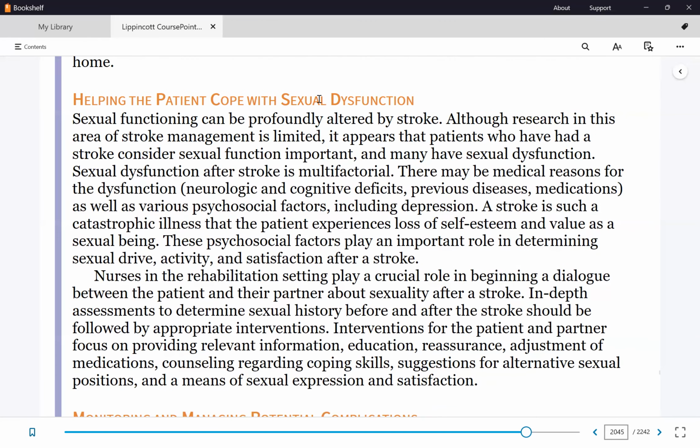Take note that they can still, we'll talk more about this when we get to spinal cord injury, because that's another event that will cause sexual dysfunction.